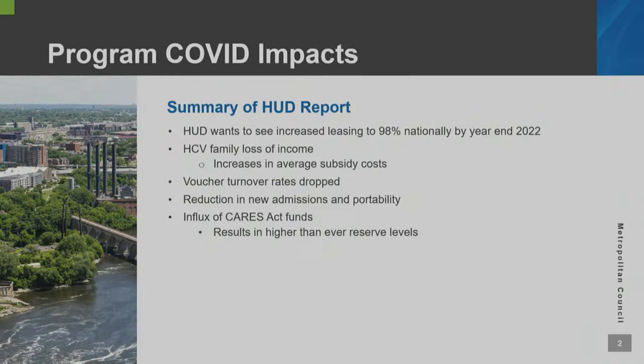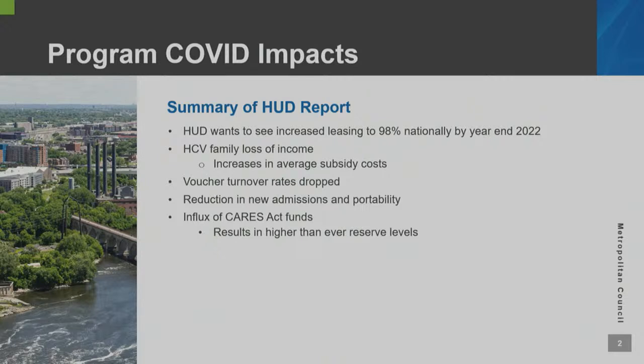Families largely lost income, and that was true for us too here in our region. But families had reduced employment income, reduced income, lost income completely during COVID. And what happens then is as family income goes down, our subsidy costs go up. So tenant rent portion goes down, our subsidy cost goes up. And I know I've talked to you about that on several occasions about our rising subsidy costs, and this sort of elevated the impact of that.